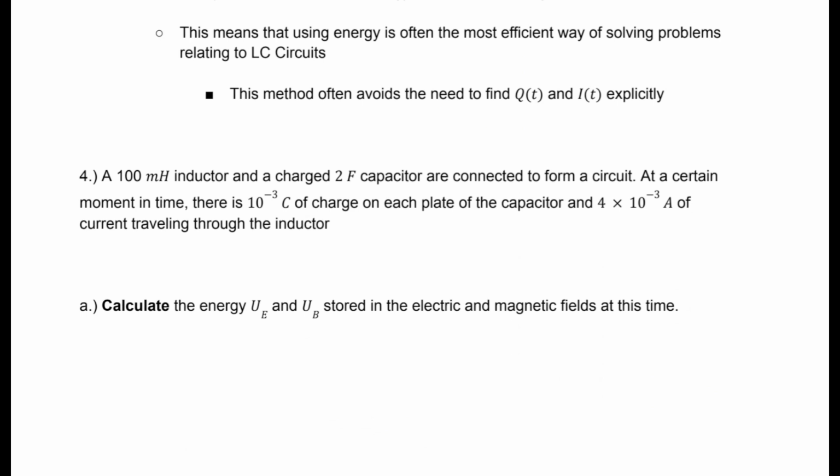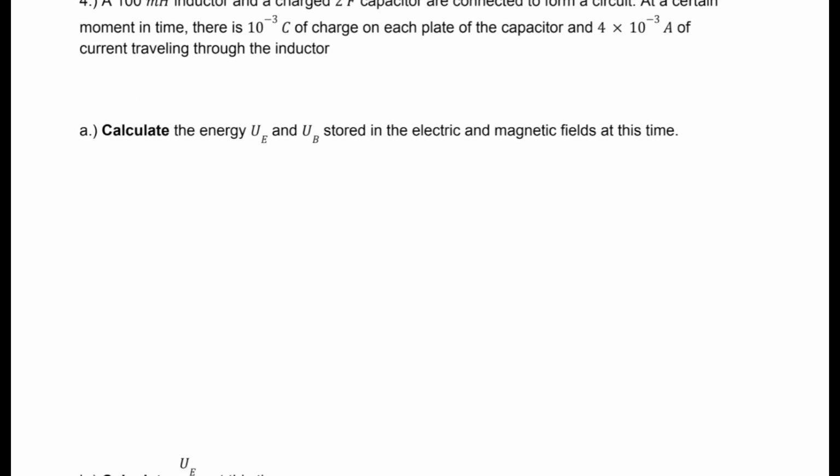So we have a 100 millihenry inductor and a charged 2 farad capacitor connected to form a circuit. At a certain moment of time, there's 10 to the minus 3 coulombs of charge on each plate of the capacitor, and 4 times 10 to the minus 3 amps of current through the inductor. So we have both types of energy here. If we find the total energy once, we find it forever.